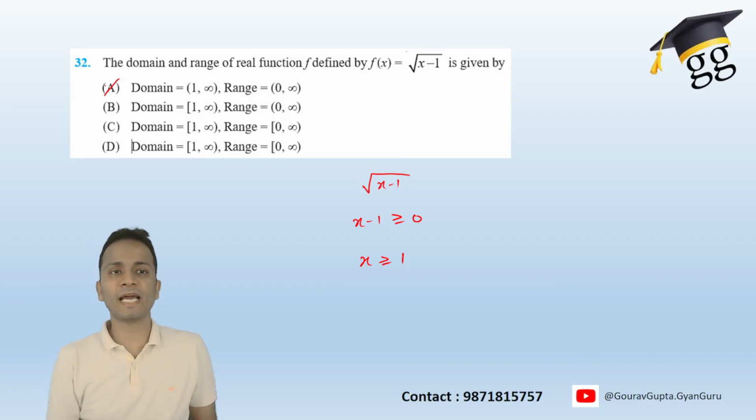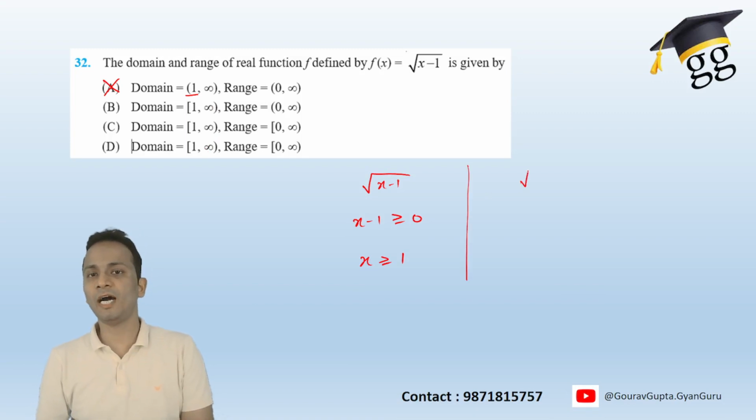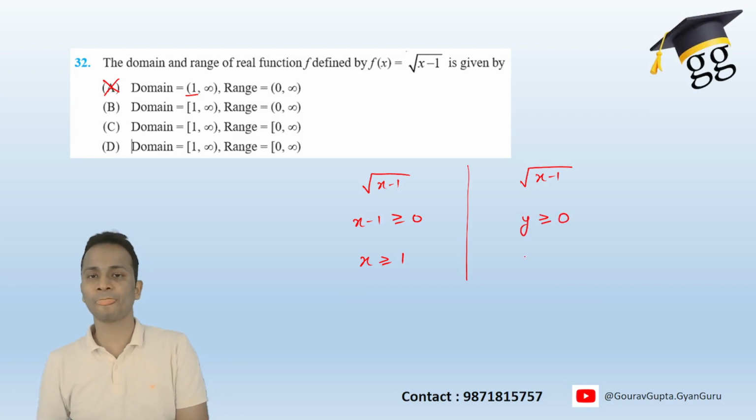So on the basis of this, I can eliminate option A because option A does not include x equal to 1 in the domain. Otherwise, all the three options have it. Now next, talking about the range. Under root of x minus 1, the value of this should always be greater than or equal to 0. Its value can never be negative, right? So the range should be all the values of this function, or y, which are greater than or equal to 0. So y belongs to 0 comma infinity, and 0 is included.